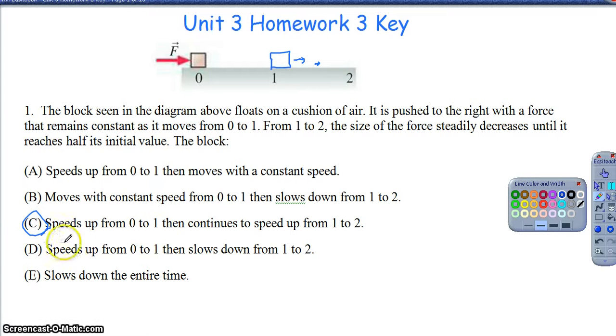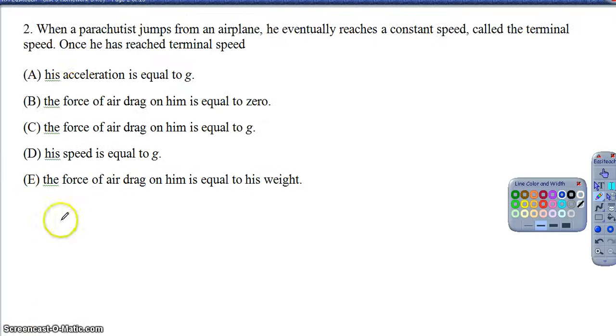Okay, so option C is my best choice. It speeds up from 0 to 1 and then continues to speed up from 1 to 2. Now it will speed up by less and less as that force weakens, but it will still continue to speed up as long as that force is still directed off to the right here. Right, so even though it decreases until it's half its initial value, it's still moving to the right and we're still speeding up.